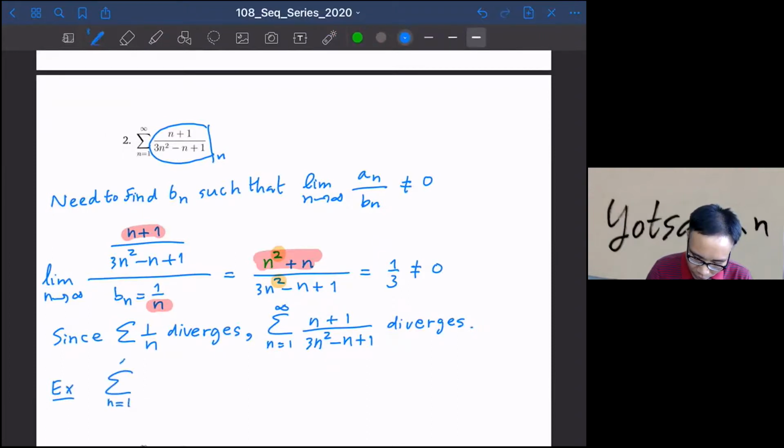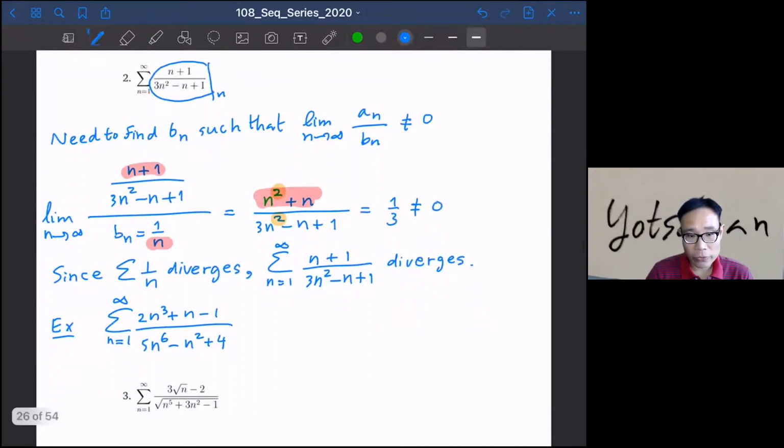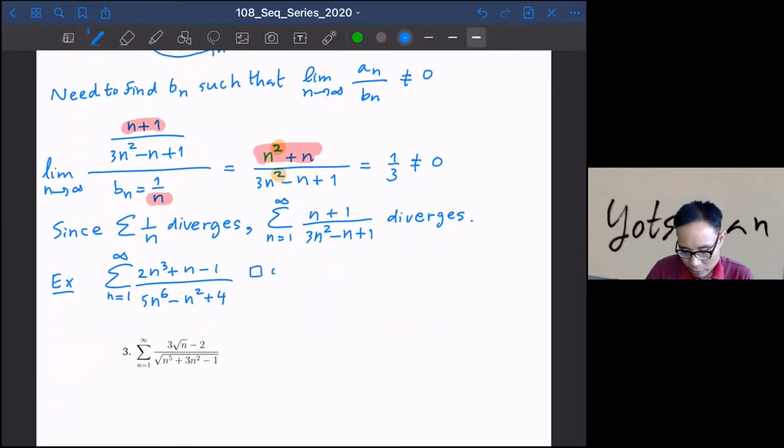Series n equal to 1 to infinity of n to the third plus 2n to the third plus n minus 1, over 5n to the 6 minus n squared plus 4. Okay, so it's going to be this one. Try to work on this one on your own, to see whether convergence or divergence. I will give you the solution during the recitation.